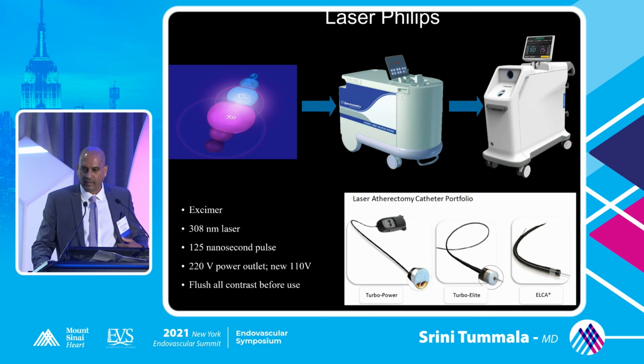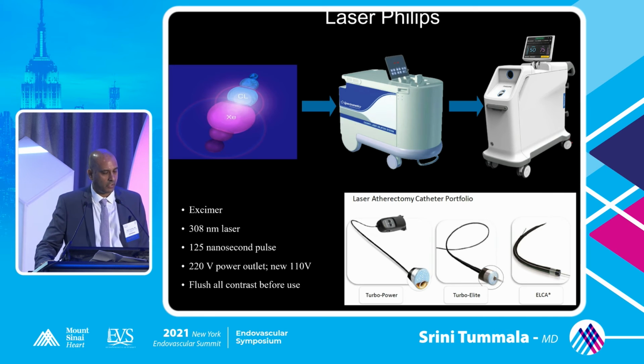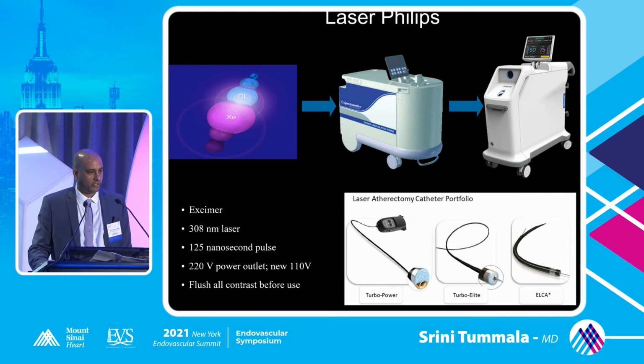The next one is an excimer laser. It's the laser by Philips. It obviously has a larger footprint, a 308 nanometer laser, so shorter wavelength and a longer pulse width. This one functions on 220 volts, so you do need a separate connection and some setup before you can use it, unlike the previous one I showed you, which is 110 volts, so it just plugs into a regular power outlet.